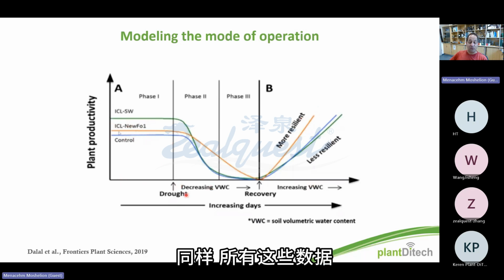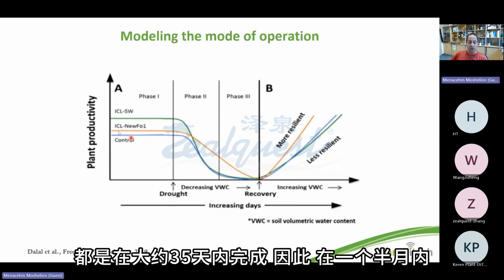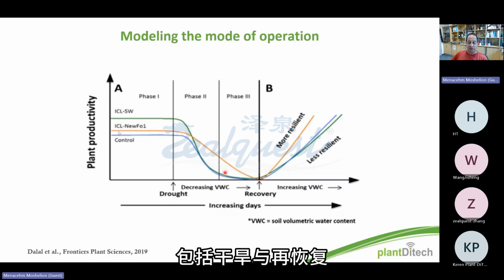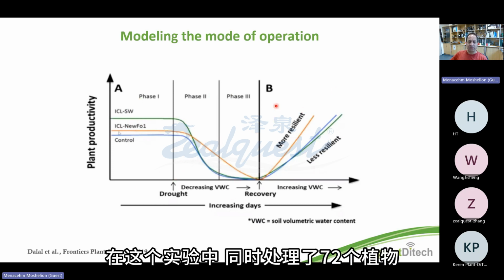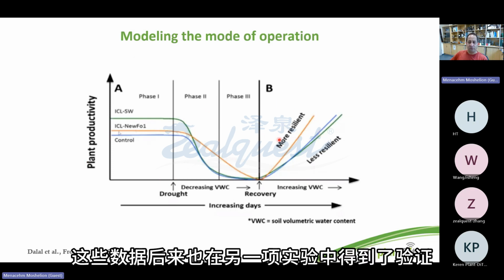Again, all of this data was established in about 35 days. So in 1.5 months, you can get a very complex system of 3 treatments, drought, recovery. In this experiment, there were 72 plants simultaneously, and the data is very, very robust. This data was later proven also in the field.